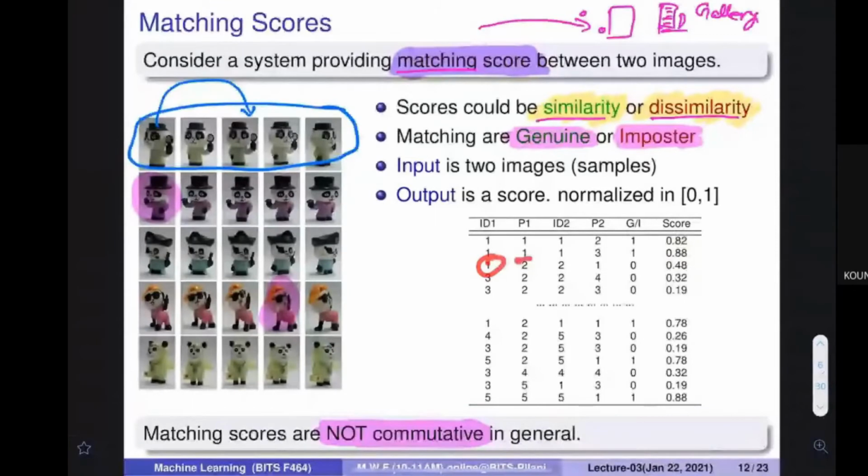First person's second image is matched with the second person's first image. It was an imposter matching because the same person is not being matched, and the score is 0.48. The third person's second image and the second person's fourth image, when they are matched, it is also an imposter score, and the score is 0.32. In this way you can find out the matching score. Is it clear to everybody how to create the matching score?